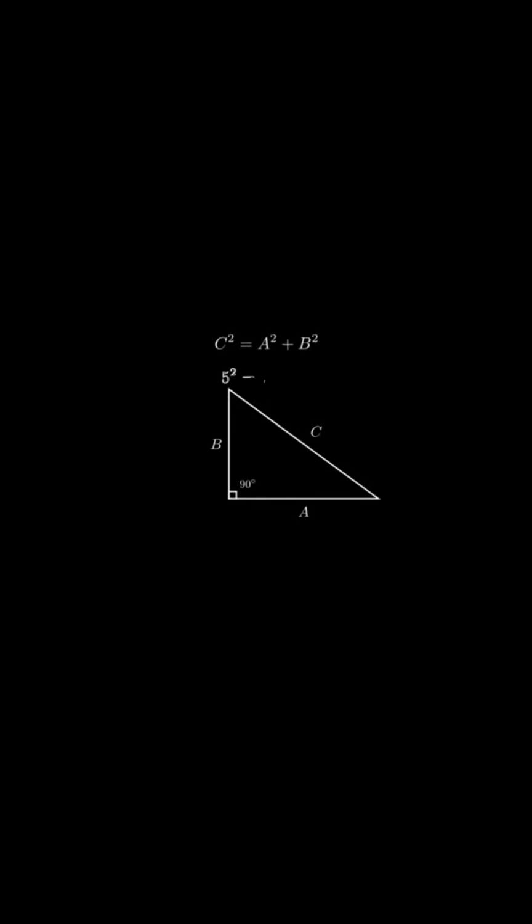Let's verify this with our triangle. We have c equals 5, a equals 4, and b equals 3. So the theorem states that 5 squared should equal 4 squared plus 3 squared. When we calculate the values, 5 squared is 25, 4 squared is 16, and 3 squared is 9. So we have 25 equals 16 plus 9. Adding 16 and 9 gives us 25, which confirms that 25 equals 25. Our triangle perfectly satisfies the Pythagorean theorem, as all right triangles do.